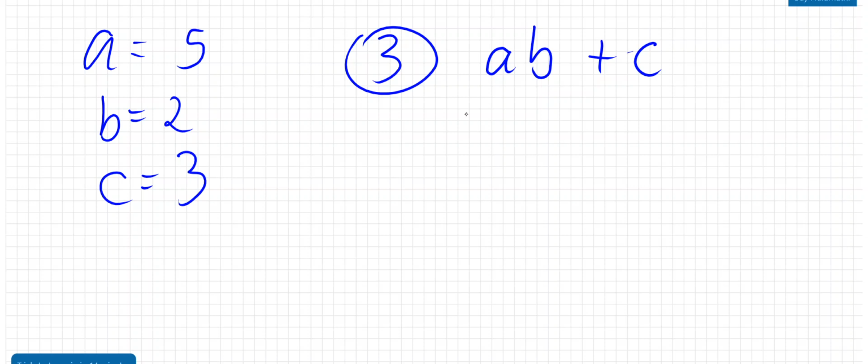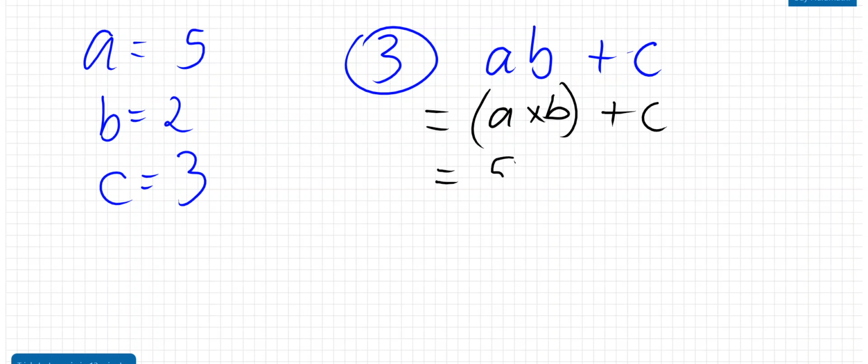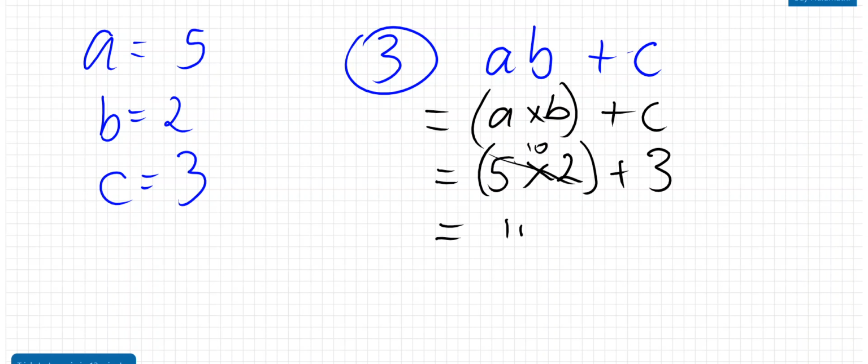Okay, so with questions like this, if it helps, you can write it out like this. It's really saying A times B, and we know times comes first, so we can put brackets around that, plus C, and then replace what we have. So A is 5 times B, which is 2, plus C, which it tells us is 3. And using order of operations, BIDMAS, 5 times 2 I know is 10. So I'm left with 10 plus 3, and 10 plus 3 is 13, and we're done.